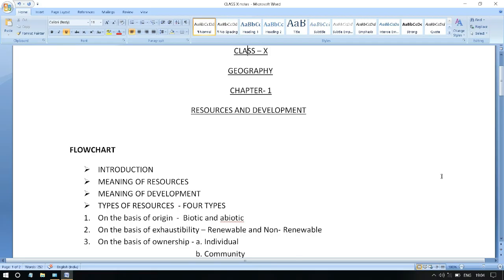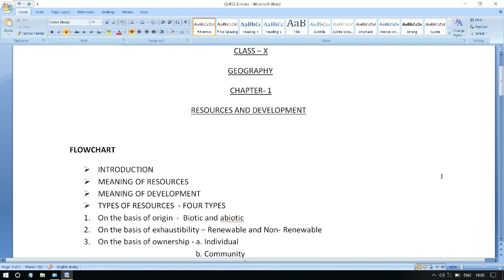Today we are going to discuss the class 10th Geography Chapter 1, Resources and Development. Here, as you can see, I have mentioned all the important content, all the important topics of this chapter, under the flow chart. As per the flow chart, we are going to discuss this chapter, and I think it is a very easy method to understand the whole chapter through the flow chart.